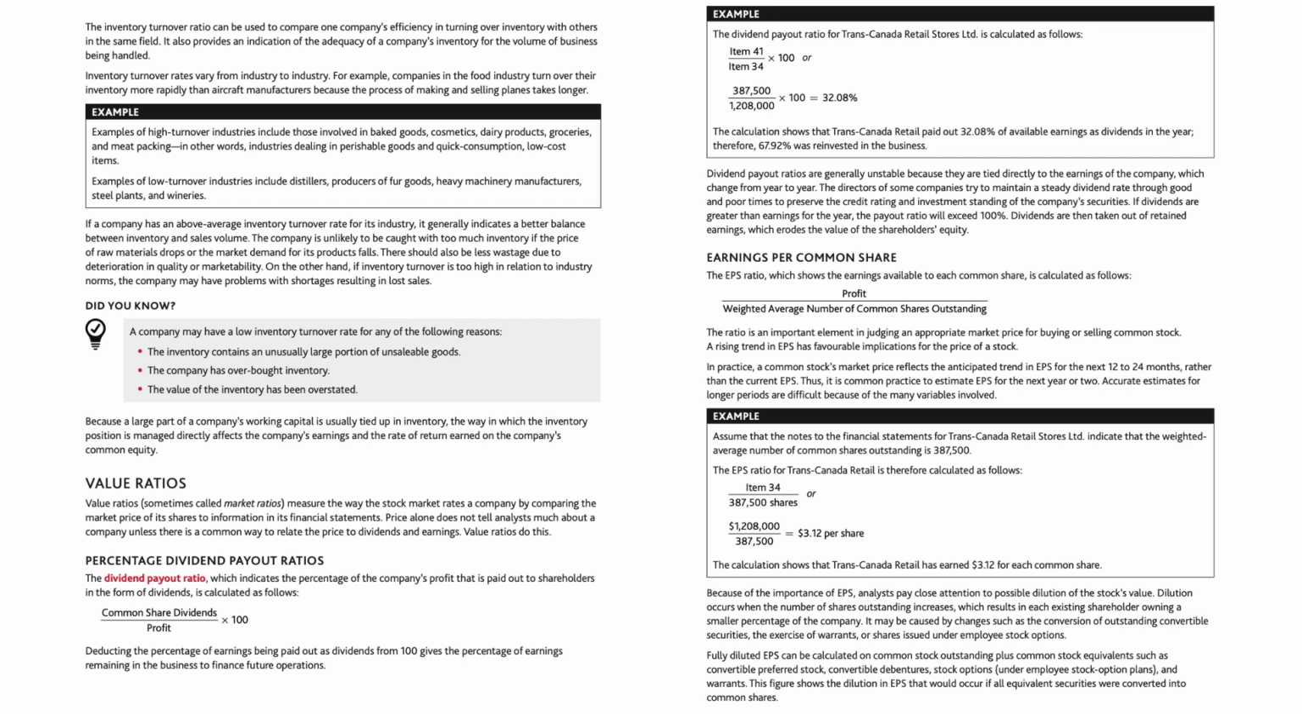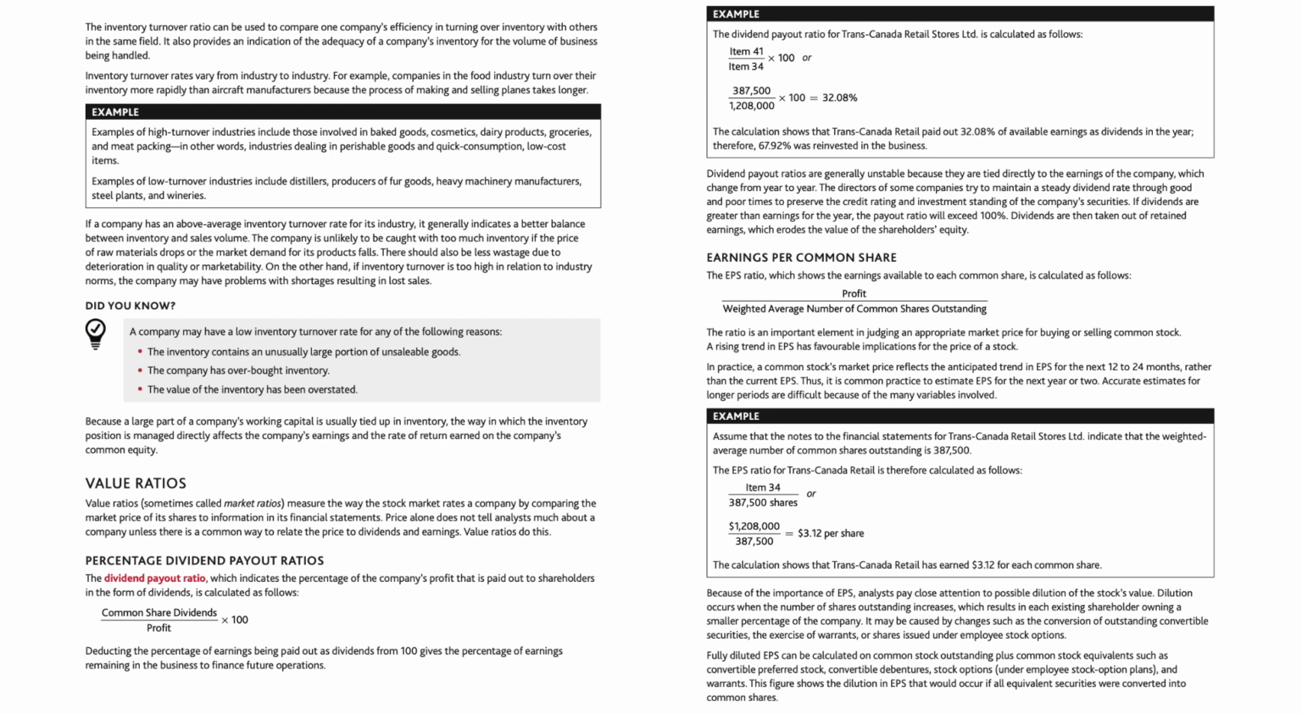Did you know? A company may have a low inventory turnover rate for any of the following reasons. The inventory contains an unusually large portion of unsaleable goods. The company has overbought inventory. The value of the inventory has been overstated. Because a large part of a company's working capital is usually tied up in inventory, the way in which the inventory position is managed directly affects the company's earnings and the rate of return earned on the company's common equity.